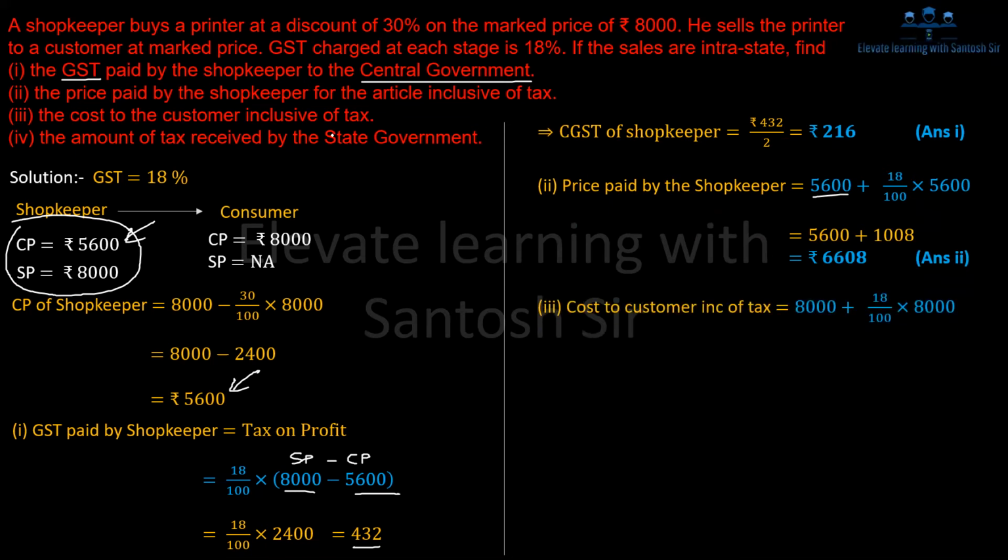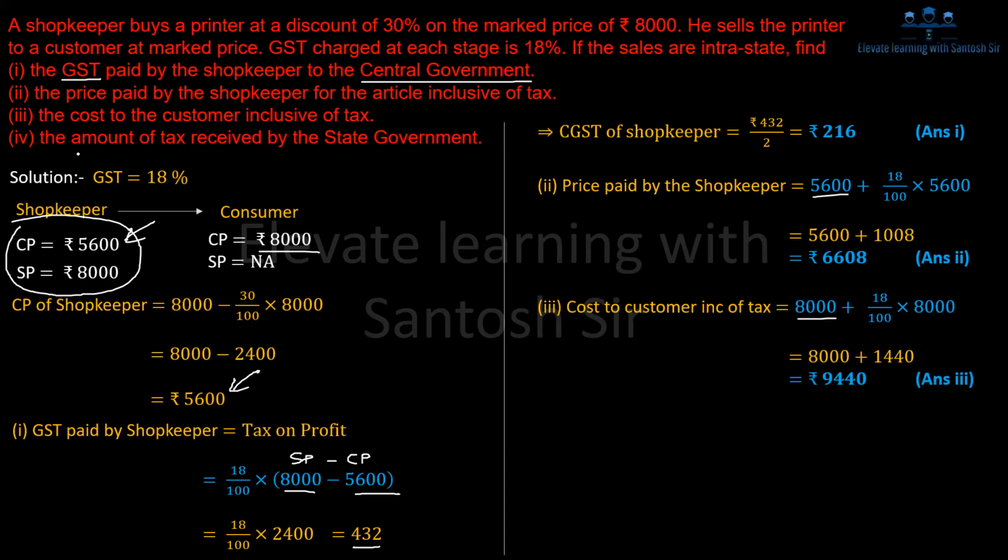Next is cost to the customer including tax. Now for the customer, the cost price is 8,000. So he will pay 8,000 plus tax on rupees 8,000, which is 18% of 8,000. So the customer will pay a total of 9,440 rupees.